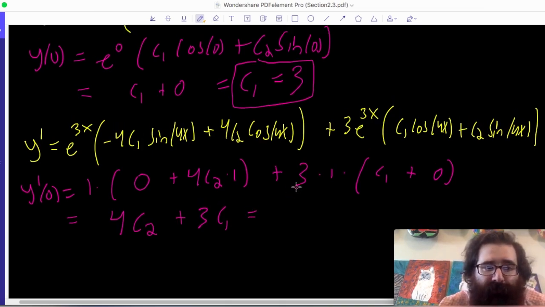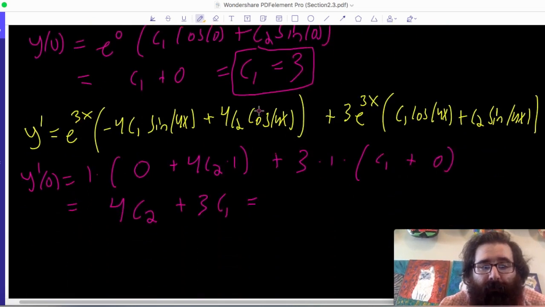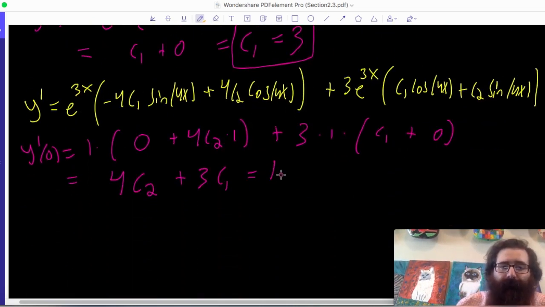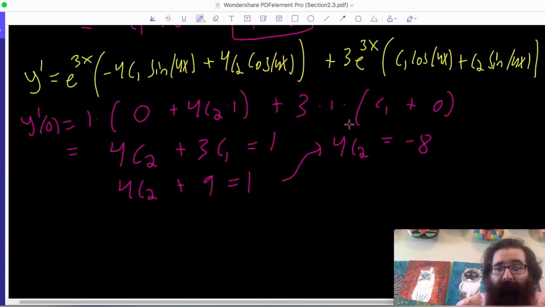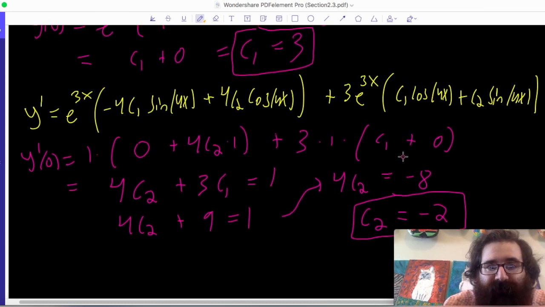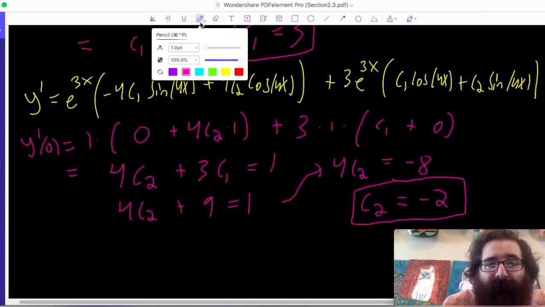And that initial value said y prime at 0 is equal to 1. So I can set that equal to 1. But I know that c sub 1 is equal to 3. So I can plug that in, right? So 4c sub 2 plus 3 times 3 gives me 9 equals 1. Or that means 4 times c sub 2 is equal to, if I subtract 9, 1 minus 9 is negative 8. And then, hey, dividing by 4, yeah, we get c sub 2 is equal to negative 2. So we have c sub 1 is 3, c sub 2 is negative 2.